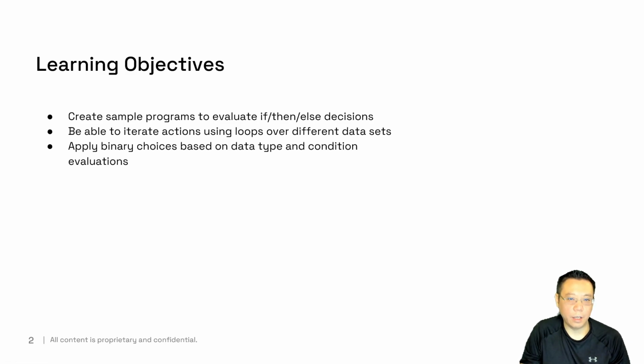Our learning objectives today include creating sample programs to evaluate if-then-else decisions, so branching. We want to be able to iterate actions using loops over different data sets, and we want to apply binary choices to data types and the condition evaluations that go with it. This is actually the core logic of many applications.